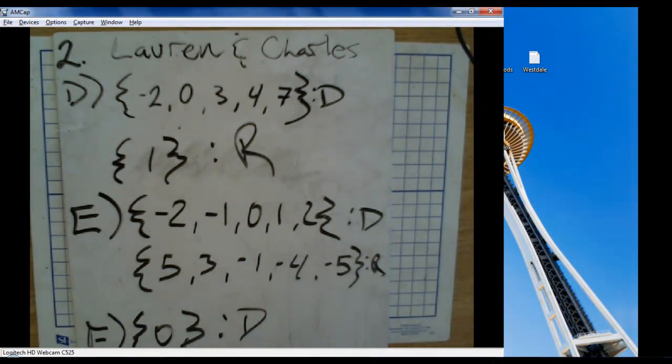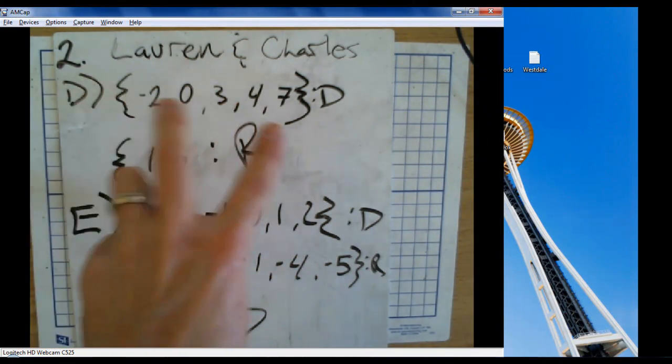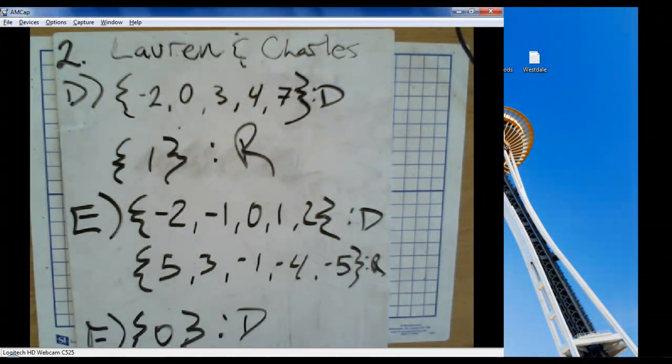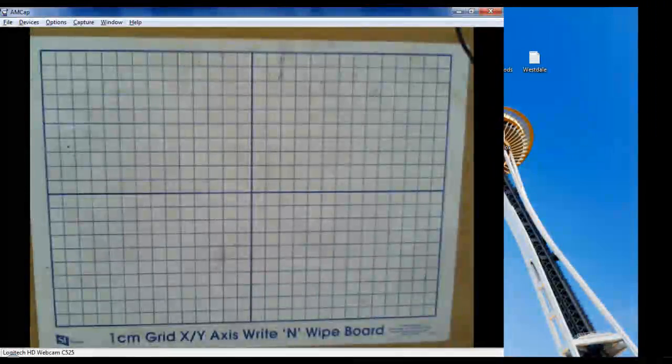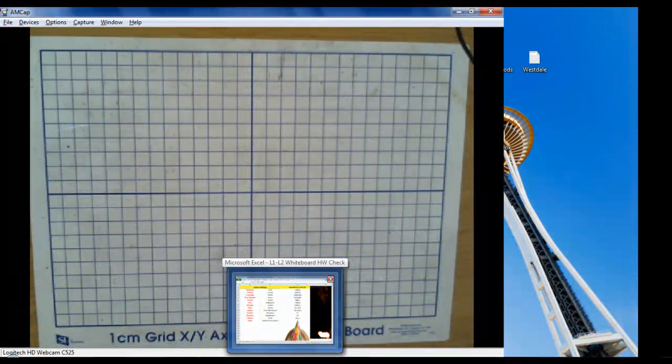For the domain of the first one, which is D, we got -2, 0, 3, 4, and 7. And for our range, they were all 1, so we just got 1. Anybody want to dispute? Domain and range. Okay. One thing, Charles is writing backwards. Just make sure you write D first, then the colon, and then set brackets, then your numbers. Good. Any other questions? That's pretty much a sample of everything from the homework.